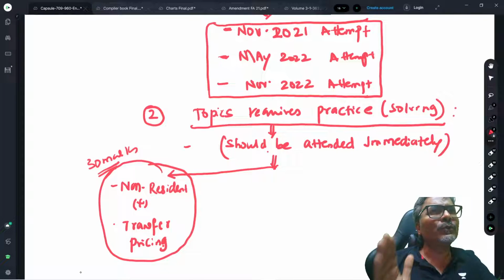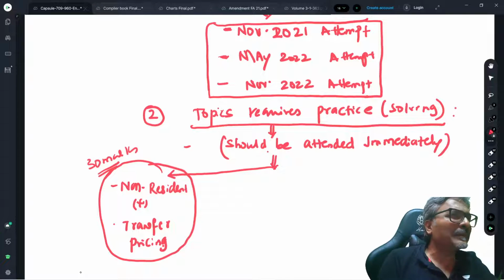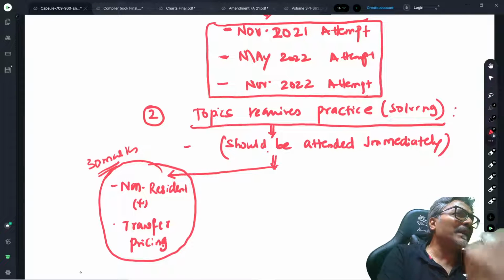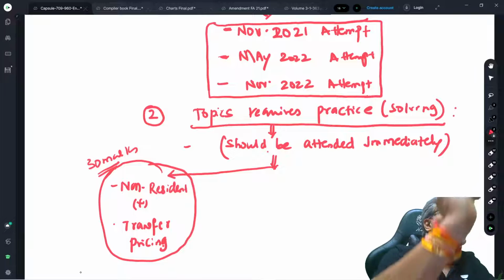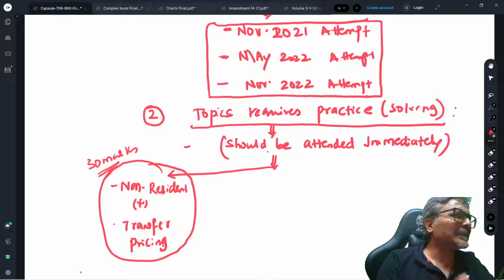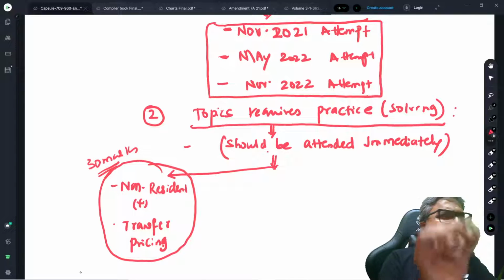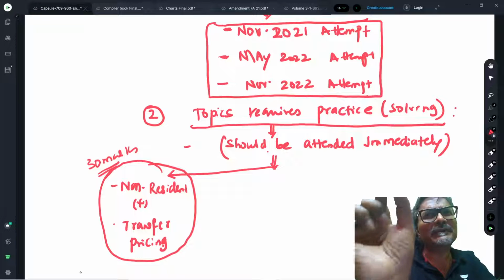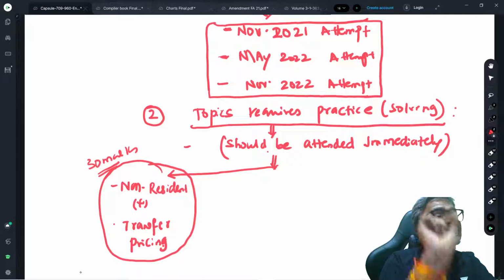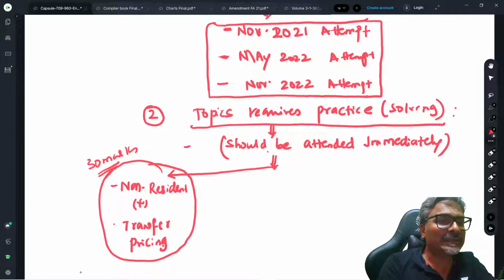Direct tax में, if you know that this is the area which comes for 30 marks, I will tell you, give 1 hour daily. You 30 marks है. So even if you give yourself 1 hour daily, to practice and solve. इसके अंदर, for example, when you practice, write the provisions.